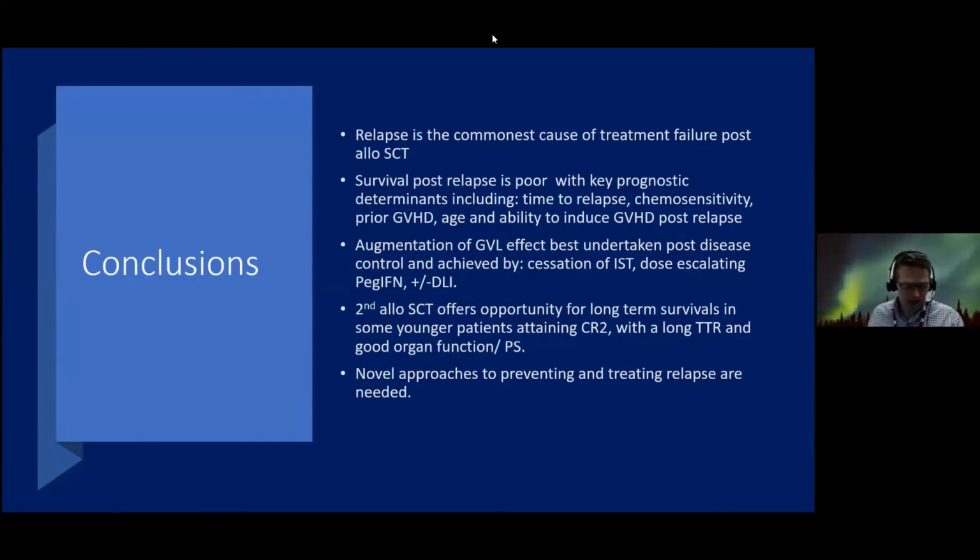DLI. Second, allograft offers an opportunity for a select group of patients who are young, have a long period from transplant to relapse, but it has the potential to offer them long-term survivals. And novel approaches to preventing and treating relapse are really needed, given this remains our biggest area of unmet need.